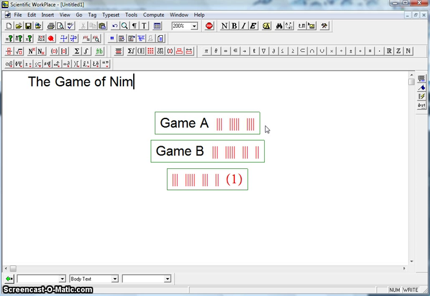Another way to say it is if you don't have a legal move, you lose. If you are presented with an empty board, and so you cannot possibly make a move, then you lose. So it's the last person to move who's the winner.